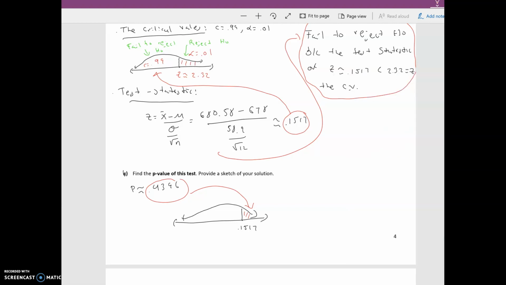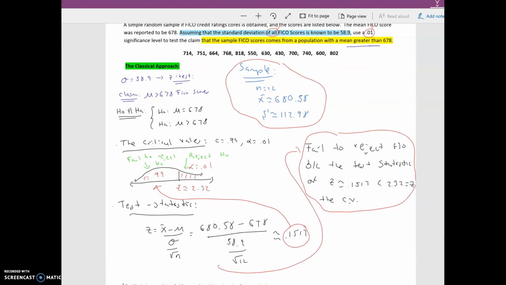Once again, on this specific problem, if we mention in your final conclusion that you failed to reject H0, that means that this is not false. We don't have sufficient evidence that mu is greater than 678. In this case, it's more likely that mu is equal to 678, so this claim is technically not valid. A basic statement of fail to reject H0 and then the position of the critical value with the test statistic will be sufficient.